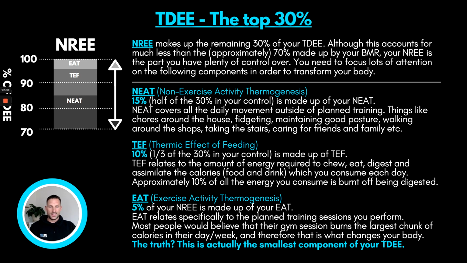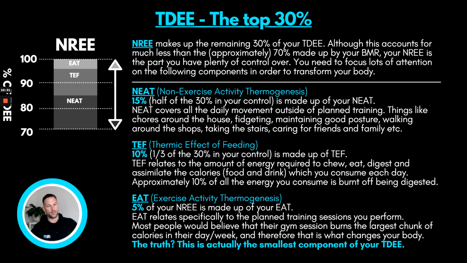Okay, so EAT relates specifically to the planned training sessions that you perform. Most people will believe that their gym sessions burn the largest chunk of calories in the day and through their week. However, that is not strictly true. It's actually the smallest component of your TDEE, so around 5%. And let's think about somebody who may not even be training that much at the moment. We may not even have 2 or 3% of our actual energy expended coming from planned training.